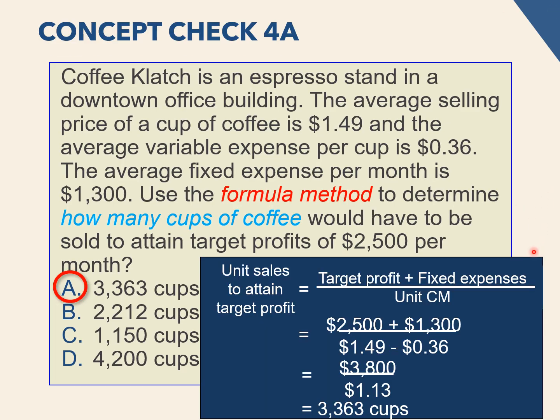The answer is A. The formula is here. You take target profit plus fixed expenses divided by unit contribution margin. So you will get 3,363 cups.